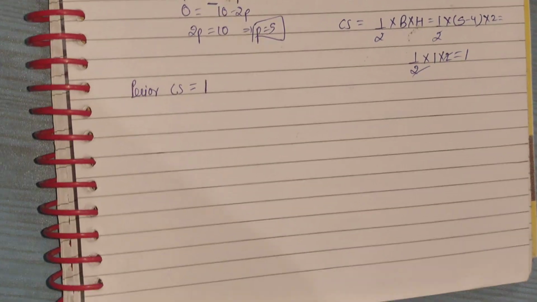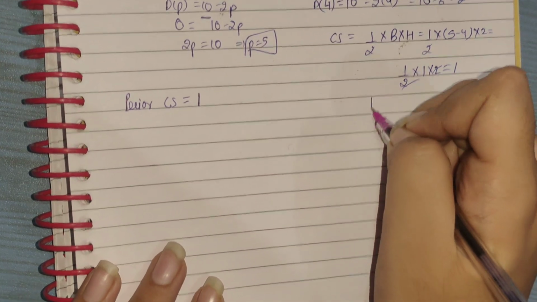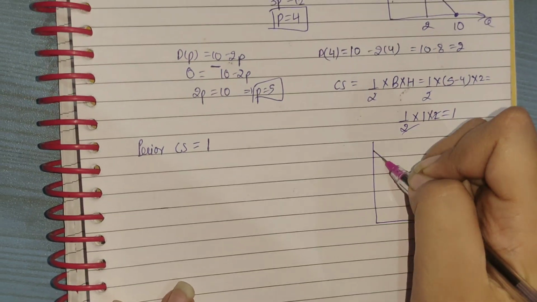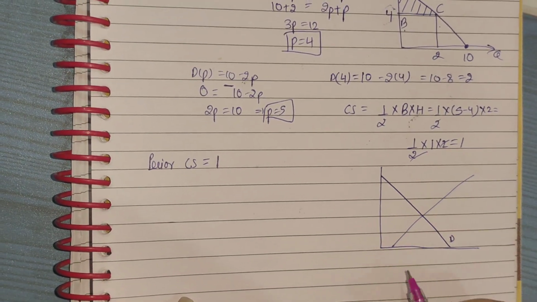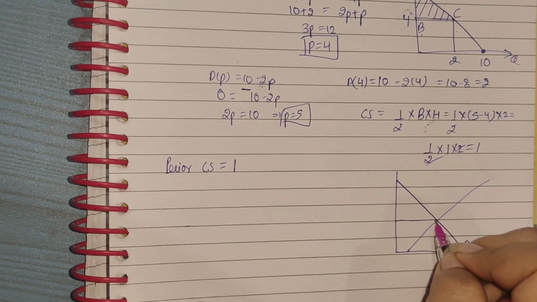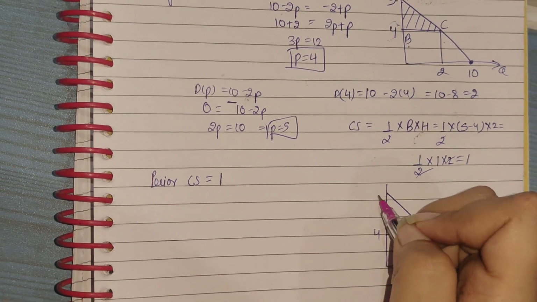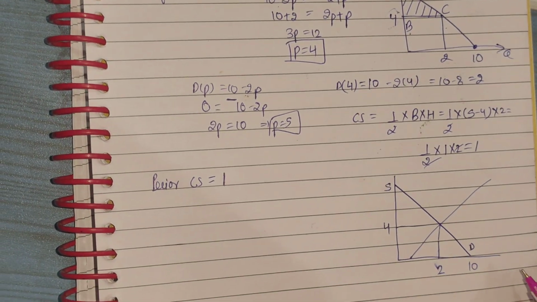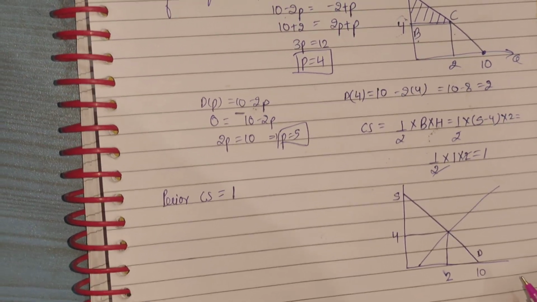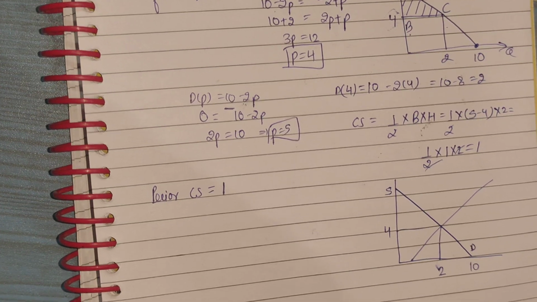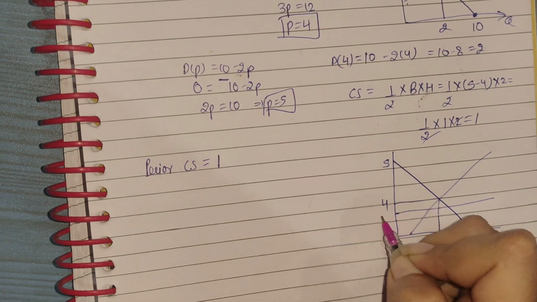Now our new price ceiling is 3. Now we have to consider one thing here. At the price ceiling, this is the demand function and this is the supply function. Our equilibrium price is 4 and our equilibrium quantity is 2. This is 5 and this is 10. Now the price has been capped at 3. This means that the producer can't charge a price more than 3 in the market. Now this is the price 3.